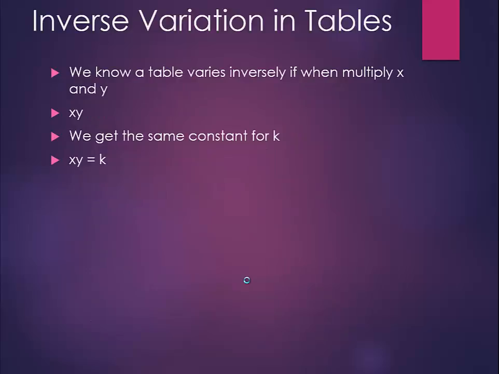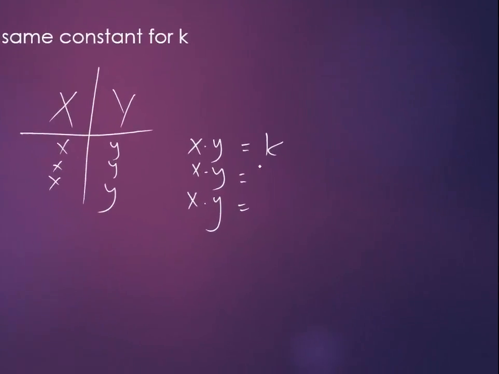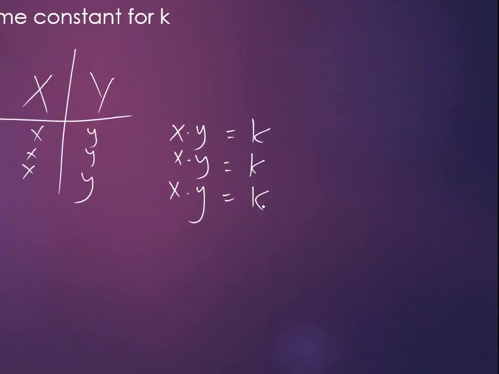Next, tables. We know a table varies inversely if when multiplying x and y together, so x times y, we get the same constant for k. So we pretty much get k equals x times y. So again, if you have a table of x and y values, multiply x and y together, x times y, x times y, x times y. Those should all equal k, and if they all equal the same thing, then that means we're going to have inverse variation.